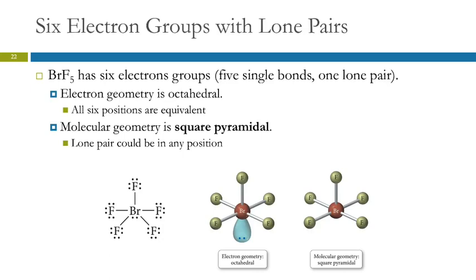Six electron groups, BrF5. Here we have 5 atoms and a lone pair. That's 6 groups. 6 groups make an octahedron. But now one of those is a lone pair. Because in an octahedron, all of those positions are equidistant from each other. It doesn't matter where exactly you put it. There's not technically an axial and an equatorial position. So you just stick it on one of them.